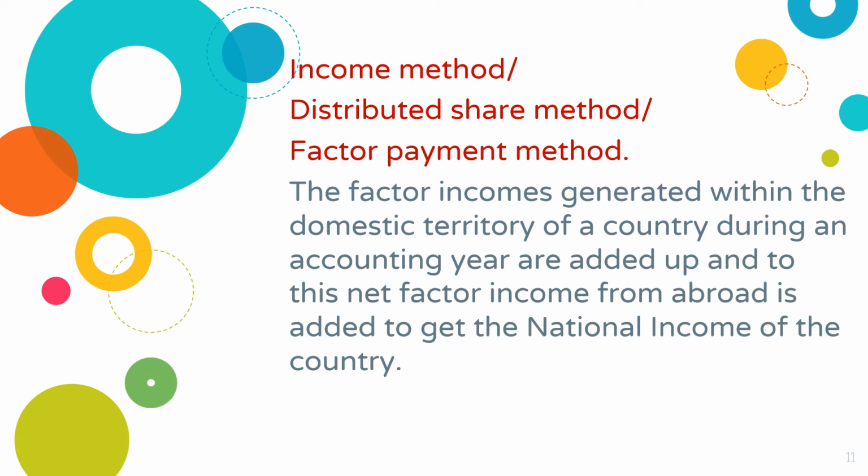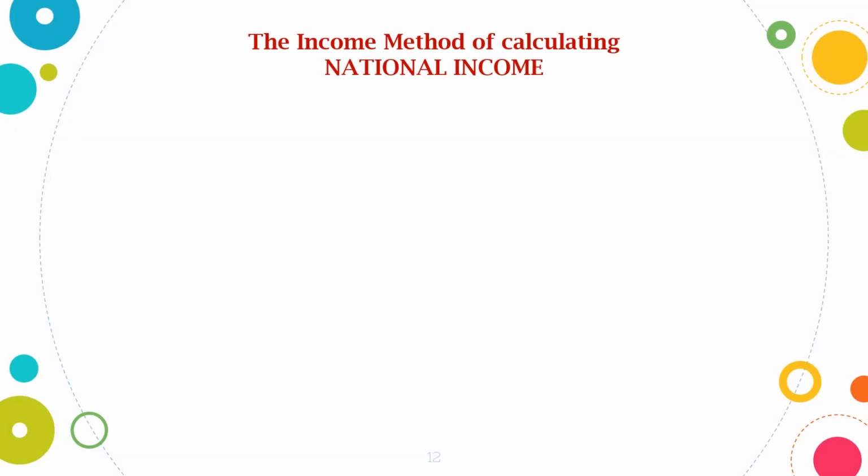Going on to the next method, which is the income method, also known as distributed share method and the factor payment method. In this method, the factor incomes generated within the domestic territory of a country during an accounting year are added up, and to this, the net factor income from abroad is added to get the national income of the country. The income method of calculating national income.